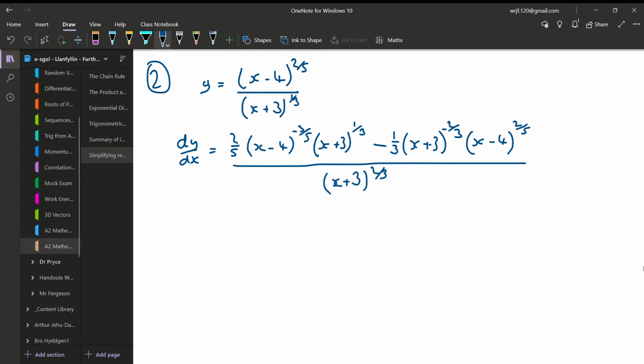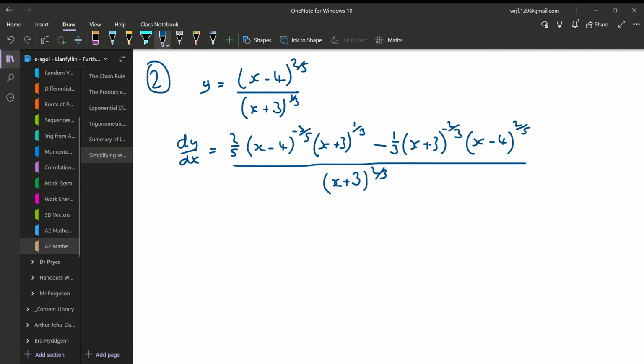I've differentiated this expression y equals (x minus 4) to the 2/5 over (x plus 3) to the power of a third. I've differentiated it using the quotient rule. That was the result. You can check through that if you wish to. I think I've done it all correctly though, and so I need to try and tidy this up. It's a mess, frankly, at the moment.